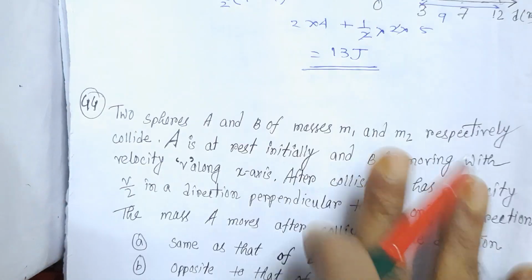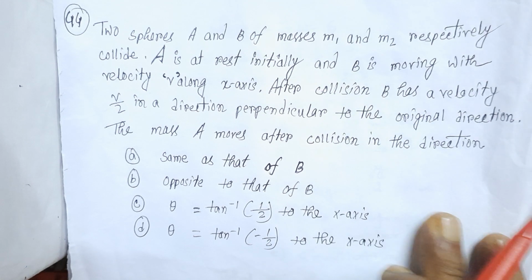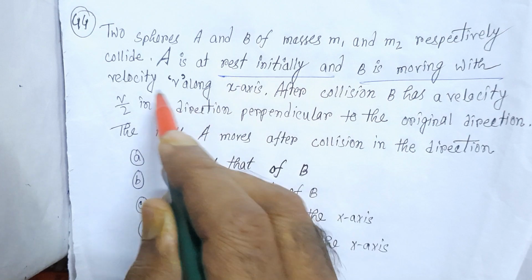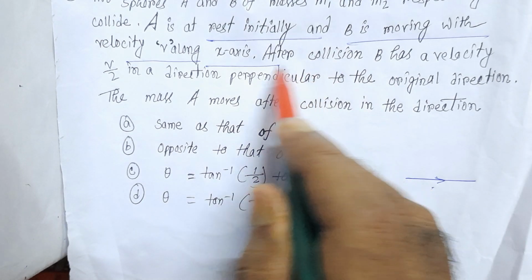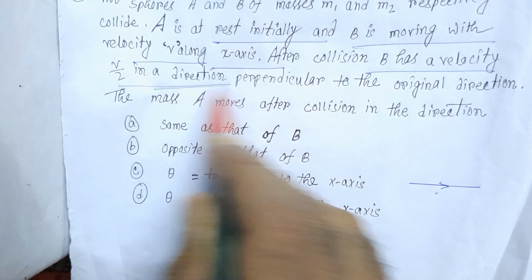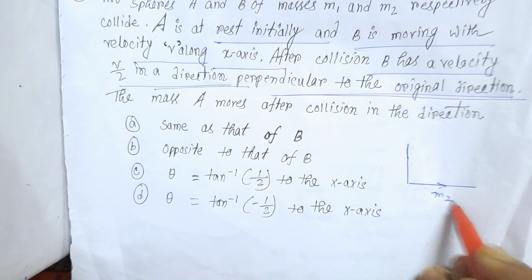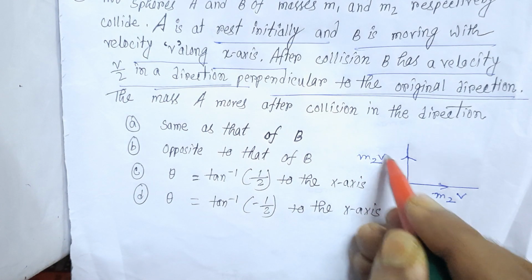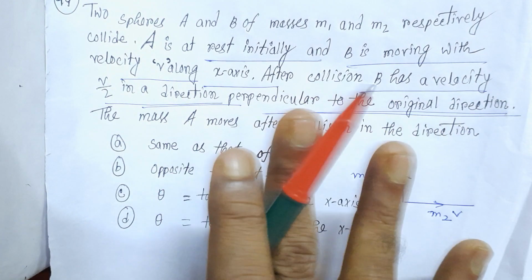Now let us take question number 44. Two spheres A and B of masses m1 and m2 respectively collide. A is at rest initially and B is moving with velocity v along the x-axis. After collision, B has a velocity v by 2 in a direction perpendicular to the original direction. So B had initial momentum m2v, and now the momentum is m2 into v by 2 but in the y direction. A was at rest, so it has no momentum.